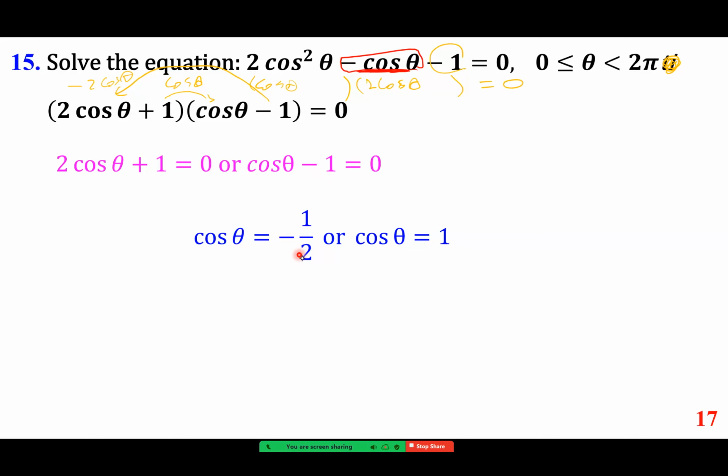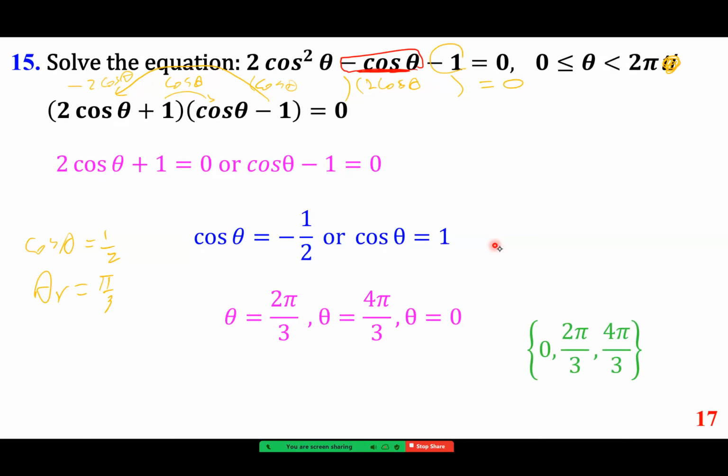Again, if cosine theta is 1/2, it gives you the reference arc of pi over 3. Since it's negative, in the second quadrant, pi minus pi over 3 makes it 2 pi over 3. In the third quadrant, pi plus pi over 3 makes it 4 pi over 3. Cosine theta equals 1 when theta is 0. So those are the answers.